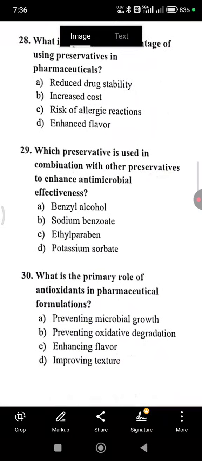What is the primary role of antioxidants in pharmaceutical formulations? Preventing oxidative degradation.